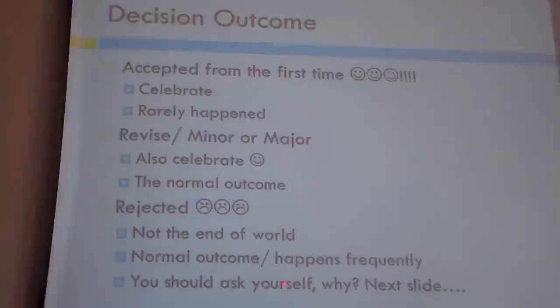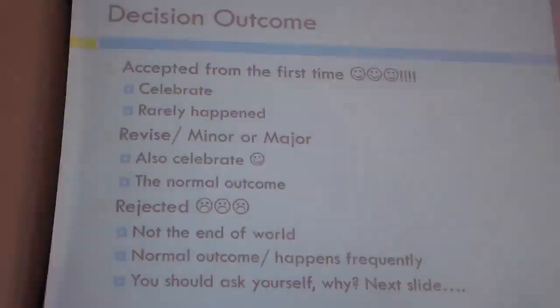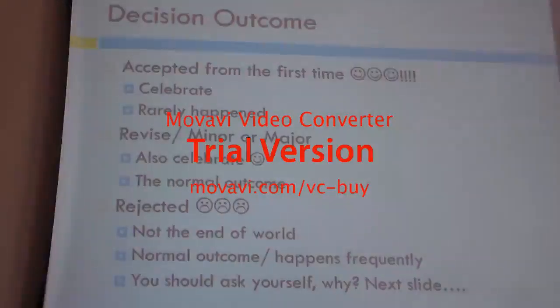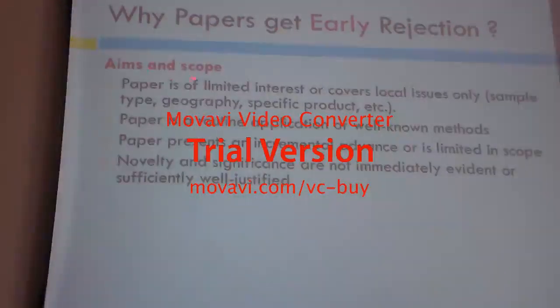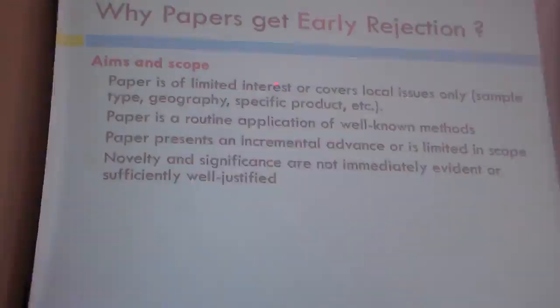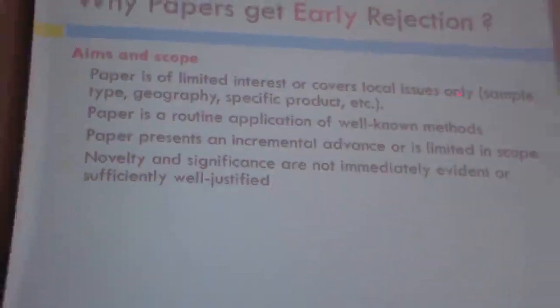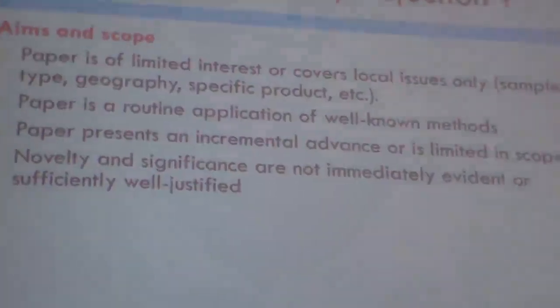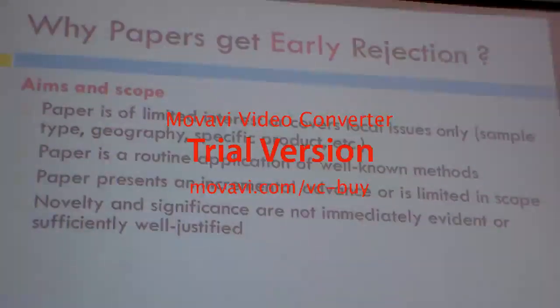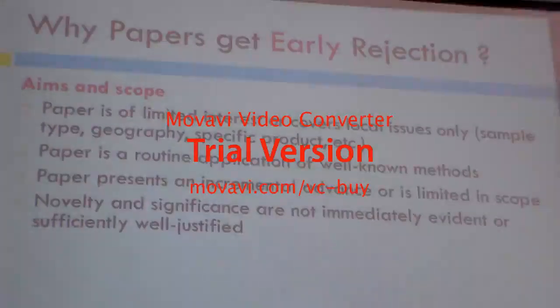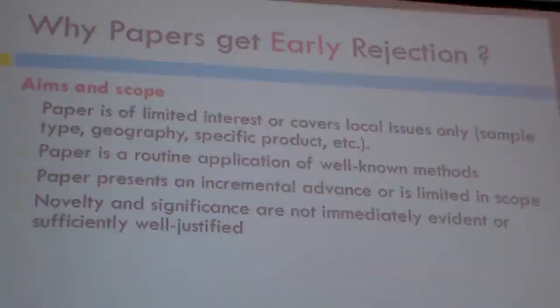It happens frequently. You should ask yourself why. Why was it rejected? This is a normal thing. You have to keep asking yourself why papers get early rejection. Aims and scope: the paper is of limited interest or covers local issues only. When you do research on just a limited scope or your work is applied only to some place, you cannot generalize. If you can generalize, you have a chance because your work is applicable.